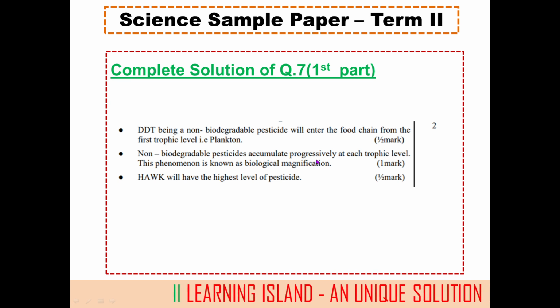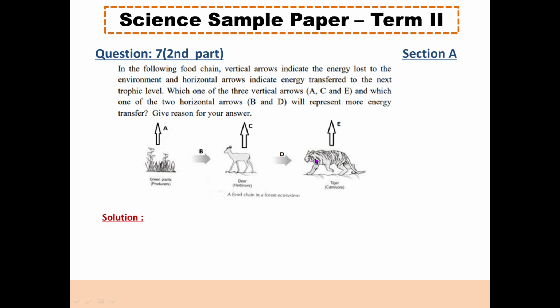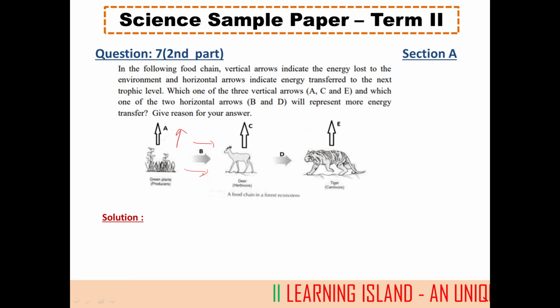Hope you have understood this. So this is the second part of question 7. Now you see in this question it has been mentioned that in the following food chain, the vertical arrows in the upward direction indicate the energy lost to the environment, and the horizontal arrows indicate the energy transferred to the next level. Here you see the two horizontal arrows and the three vertical arrows in the upward direction. The question is which one of the three vertical arrows A, C, E and which of the two horizontal arrows B and D will represent more energy transfer?